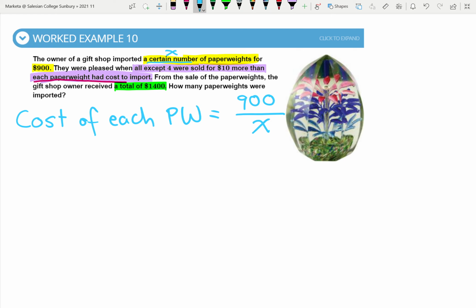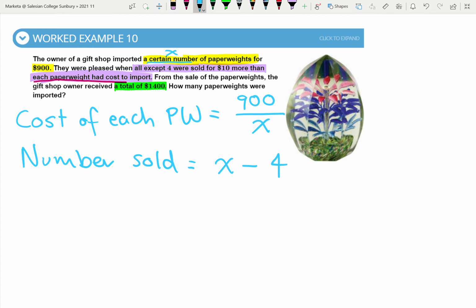Now, they were pleased when all except 4 were sold for $10 more than they had cost. Let's think about the number that is sold. We've said the number of paperweights is X, so the number sold must be X minus 4, because 4 are left over.